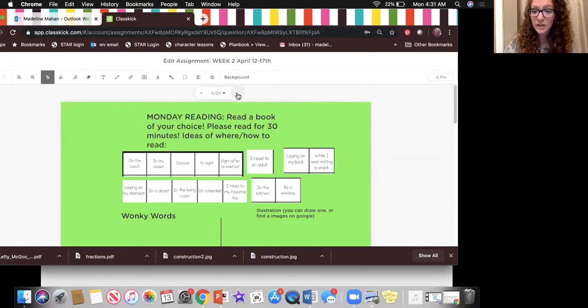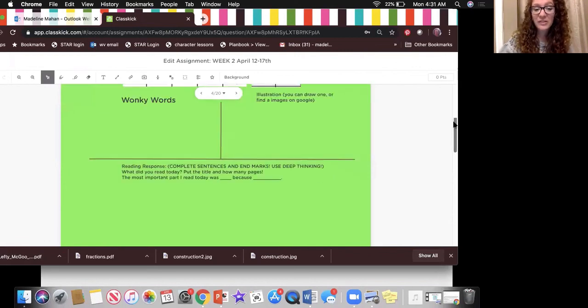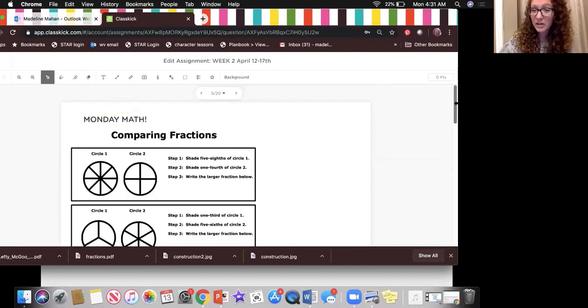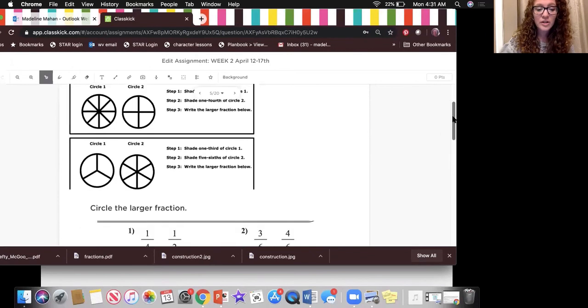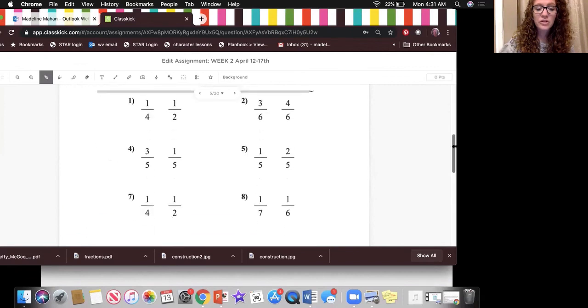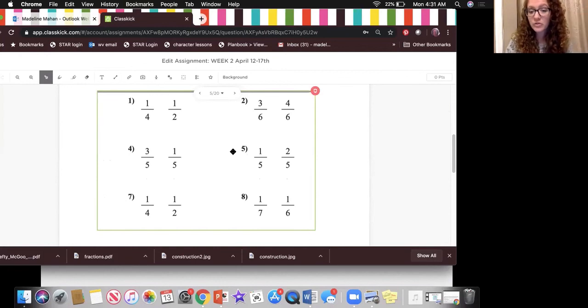So there's a reading slide right here. As you're reading today, I want you to look for some examples of figurative language if you can find some. But your job today for Monday is just to read for 30 minutes and put some wonky words, illustrations, and then tell us about what you read at the bottom. Then for math, it's going to be comparing fractions like we just learned in this video. So you're going to shade, compare these fractions, and then you're going to circle the larger fraction. You can also draw the greater than less than symbol if you would like to.